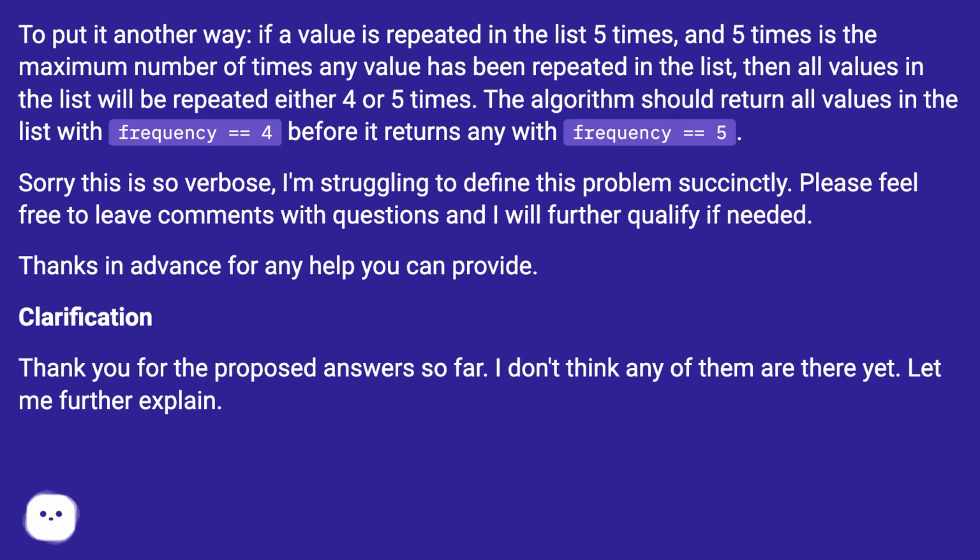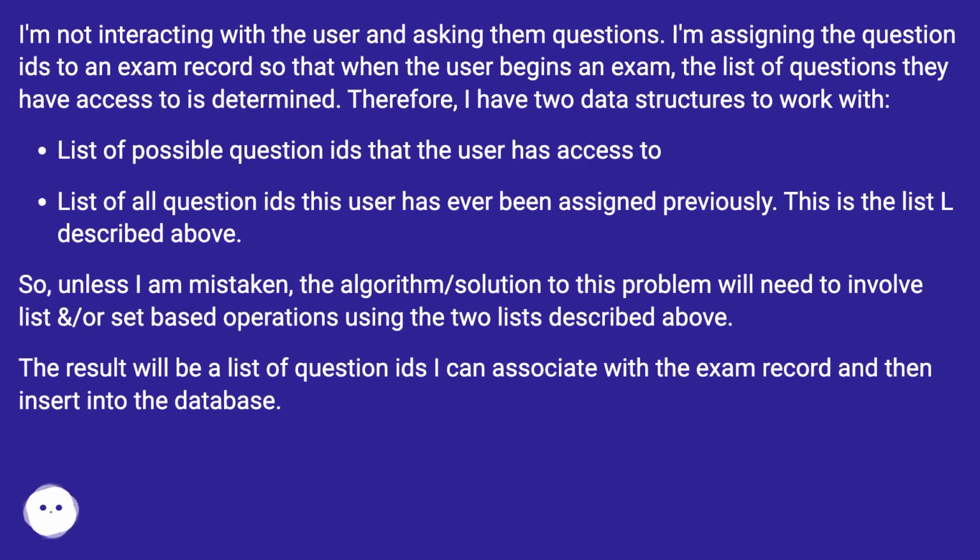Clarification. Thank you for the proposed answers so far. I don't think any of them are there yet. Let me further explain. I'm not interacting with the user and asking them questions. I'm assigning the question IDs to an exam record so that when the user begins an exam, the list of questions they have access to is determined.